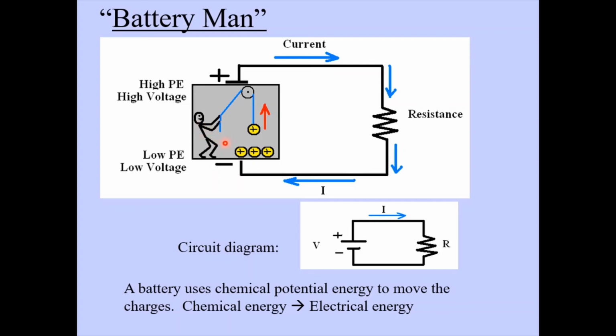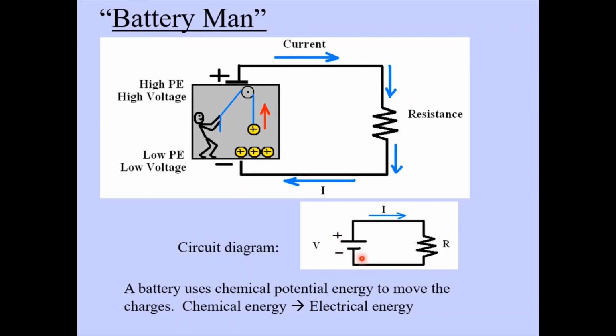So from an electrochemical standpoint, what happens is when you charge your phone or charge your computer, you are basically regenerating the electrochemical reactions in there and adding energy to them so that they can continue to work like Battery Man and moving the charges around in the circuit. So instead of drawing this complicated picture all the time, we abbreviate a battery.